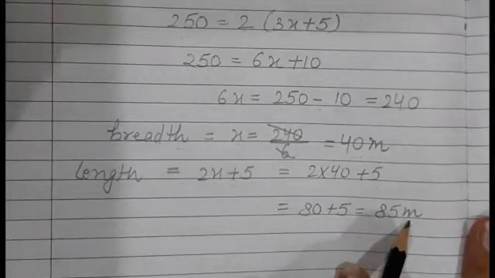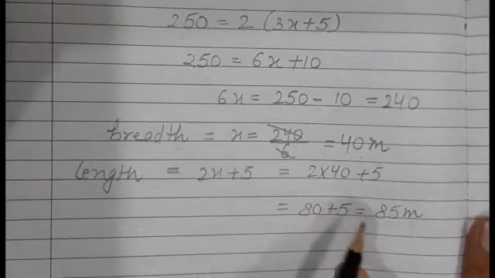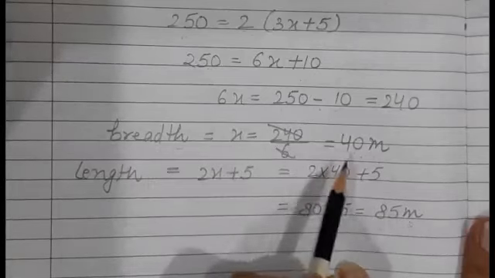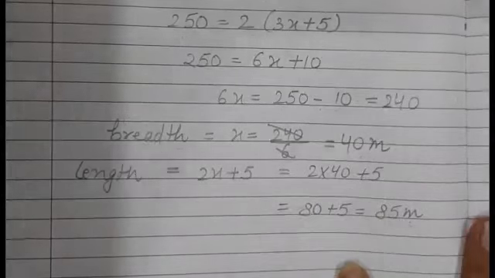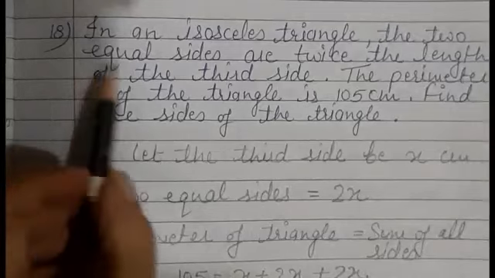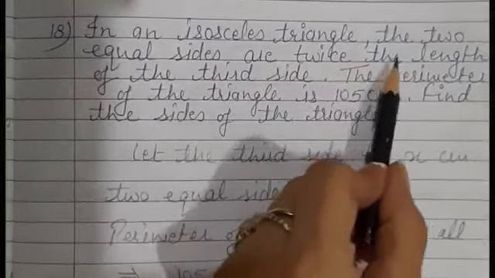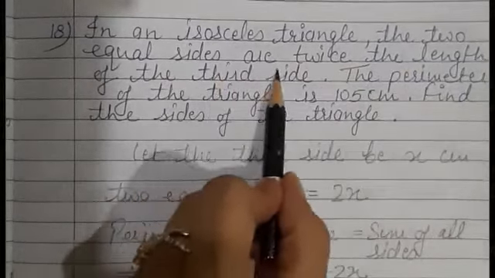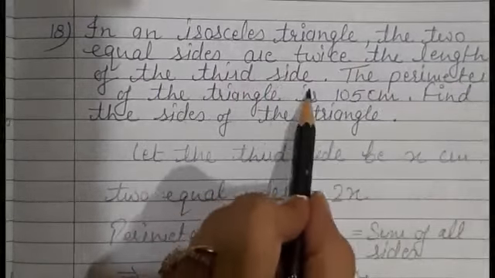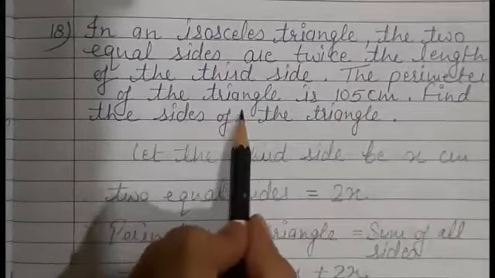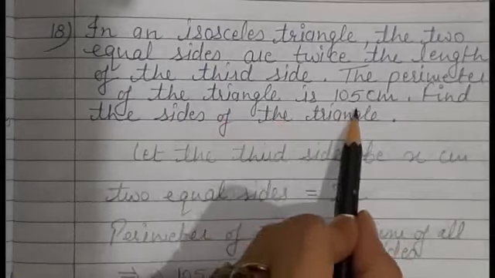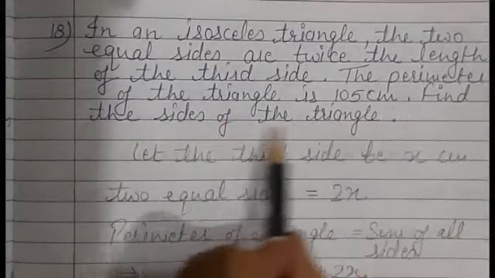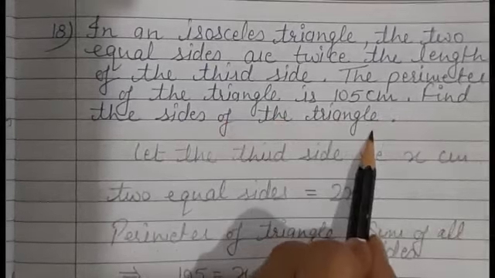So that means the rectangle's length will be 85 meters and breadth will be 40 meters. Now sum number 18. In an isosceles triangle, the two equal sides are twice the length of the third side. The perimeter of the triangle is 105 centimeters. Find the sides of the triangle.